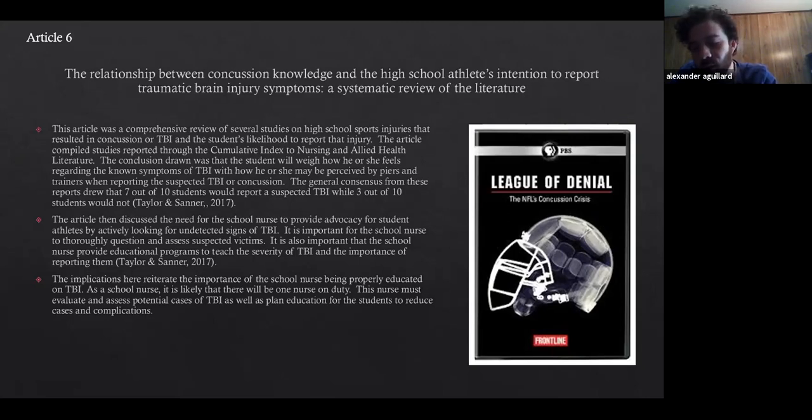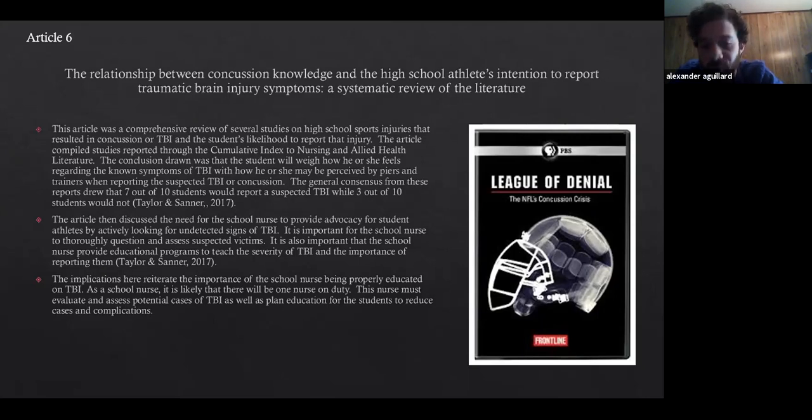Now, high school students were concerned about what their peers and their teachers would say. And it's a high school student. They don't have a whole lot of knowledge on TBI. So even though they might have heard about it one time, when they get an injury, they don't want to sound like a baby or something because they report that they have head trauma or just fuzziness in general. So it shows that 7 out of 10 students would report it, but 3 out of 10 students would not report if they had symptoms of TBI following a sport injury.